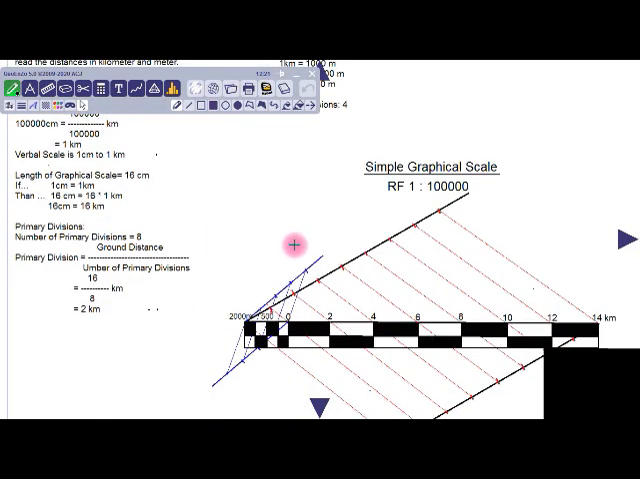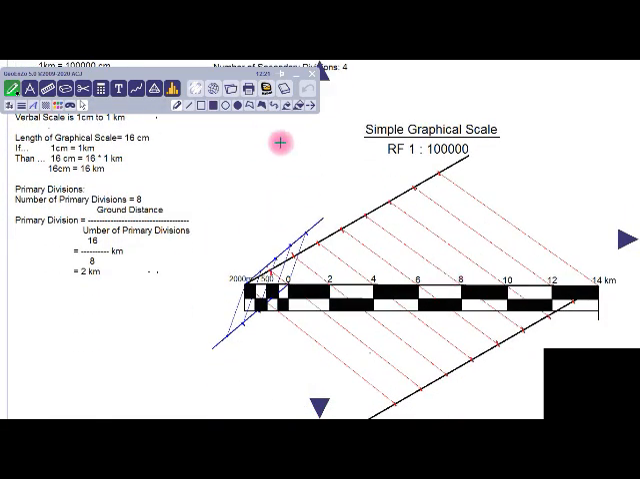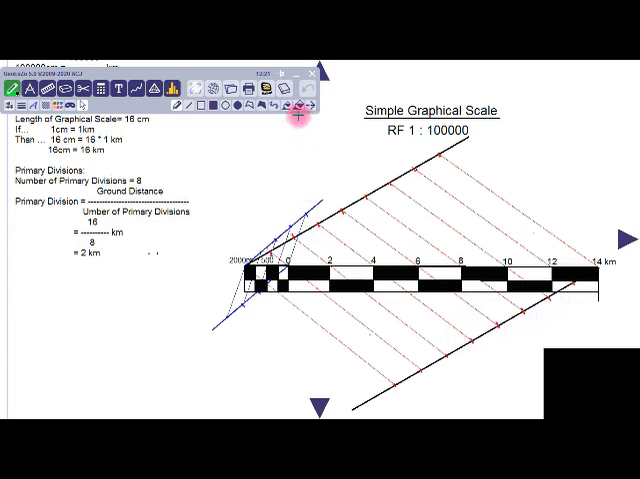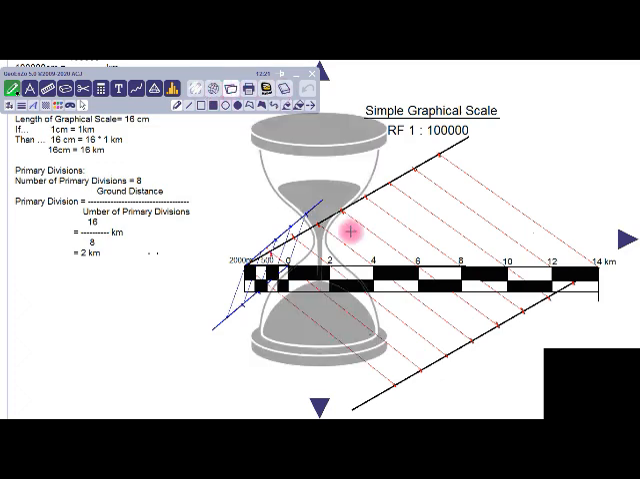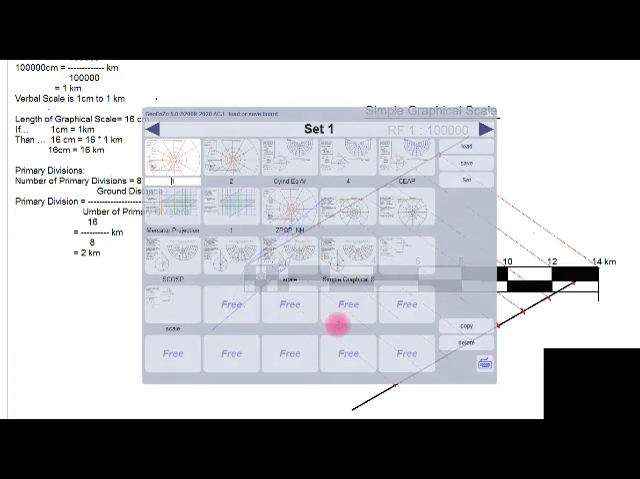Okay, so in this video I will demonstrate to you how to prepare or construct the simple graphical scale. Okay, so for that we will take one new page.